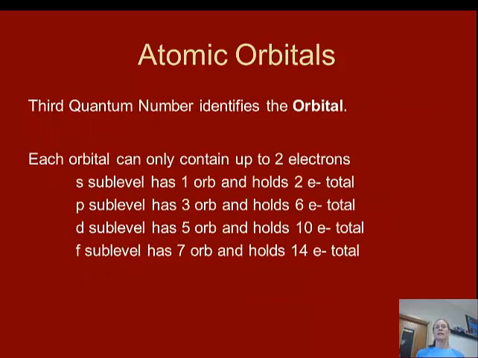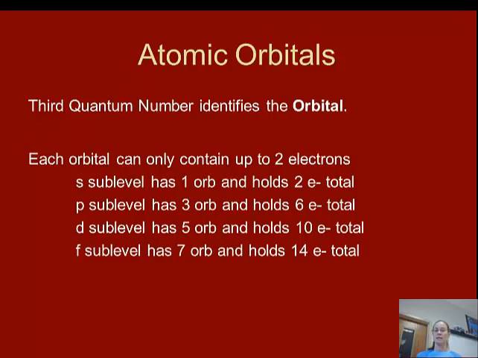So building on this idea, the third quantum number identifies the orbital. Each orbital contains only 2 electrons at most. So within an S sublevel that has 1 orbital, it will always only have 2 electrons. So anytime you see an S orbital, it's only going to contain 2 electrons. The P sublevel, which has 3 orbitals, which can be oriented in different ways in 3-dimensional space, can hold up to 6 electrons total if each of those orbitals has 2 electrons.